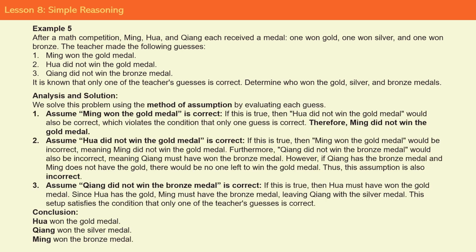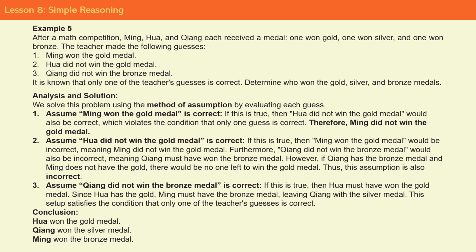We solve this problem using the method of assumption by evaluating each guess. Assume Ming won the gold medal is correct. If this is true, then Hua did not win the gold medal would also be correct, which violates the condition that only one guess is correct. Therefore, Ming did not win the gold medal.